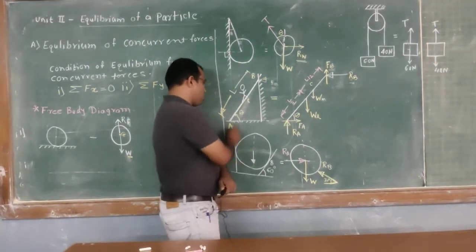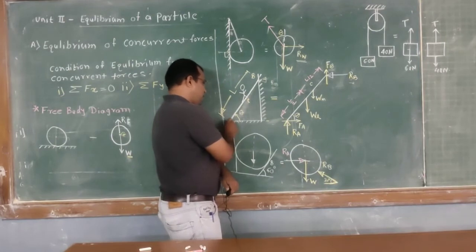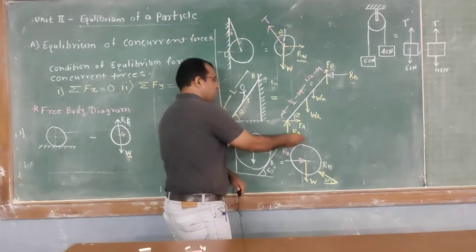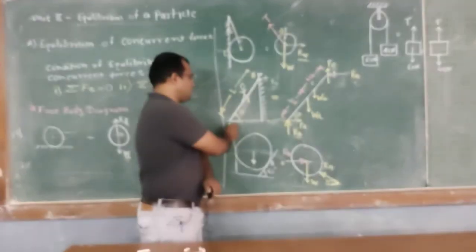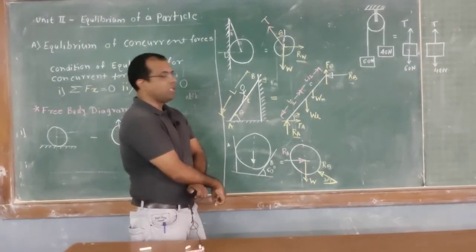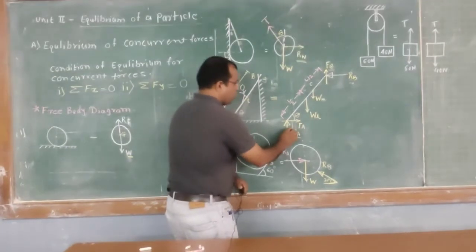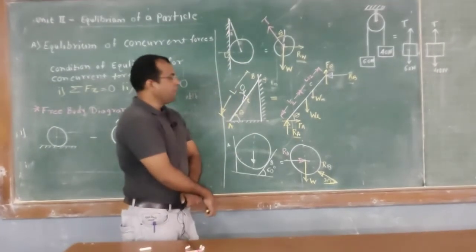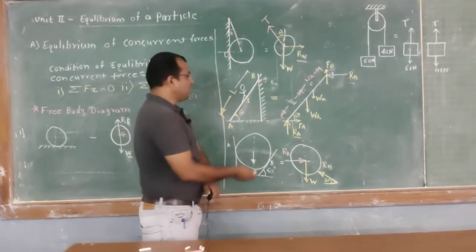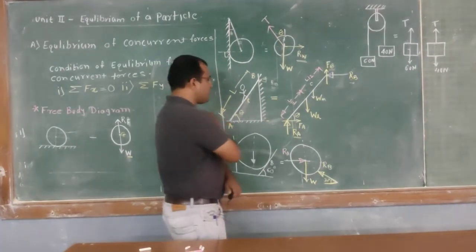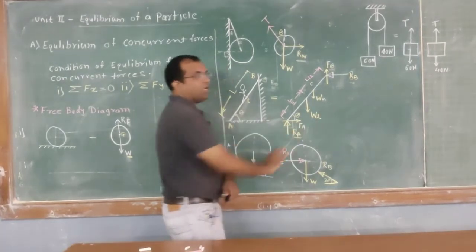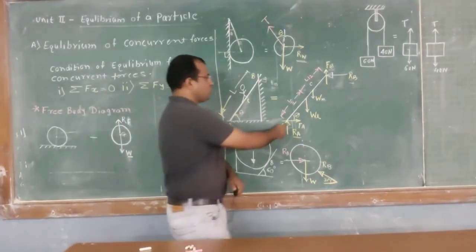Then come towards the point A. The point A is on the floor. The reaction offered by the floor on the ladder, I have represented by the notation RA, because this is point A, therefore I have written RA. It is the reaction offered by the floor on the ladder, and it is always perpendicular to the point of contact. Now this ladder is moving towards the left on the verge of slipping, therefore the friction force will be towards the right. Therefore I have shown here the friction force FA towards the right. Okay, so these two reactions are over.